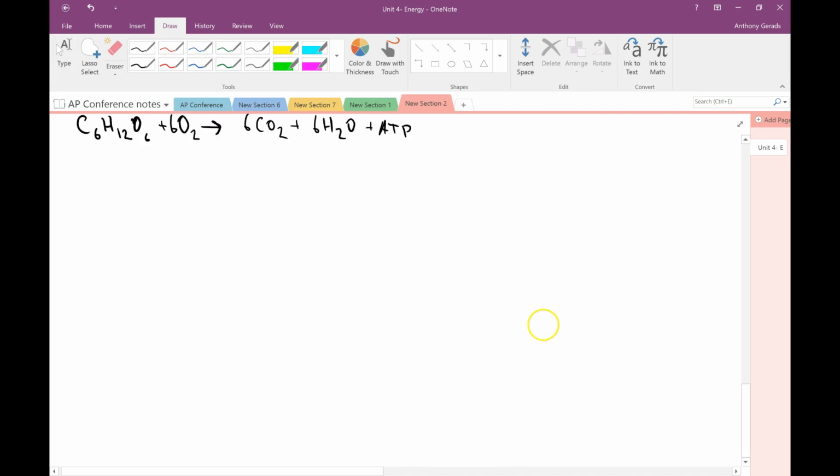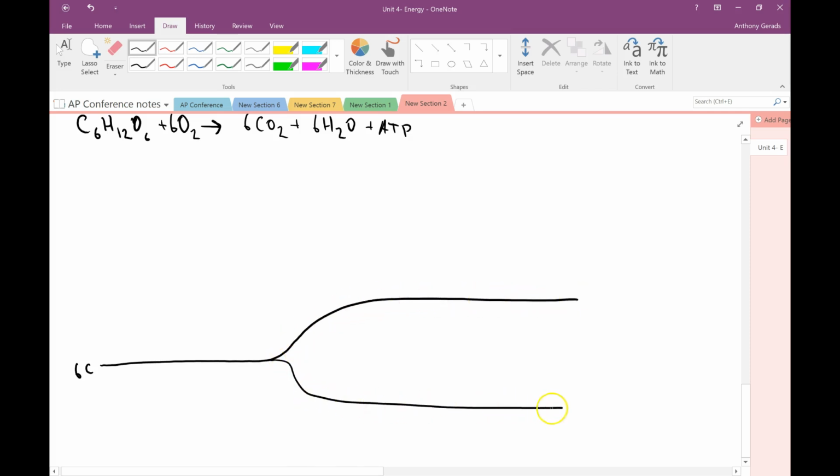Step number 1, the very first one that does not require oxygen, so it's considered anaerobic, is going to be glycolysis. And so I'm going to start with this 6 carbon right here, and it's going to go to make these 2 3 carbon molecules. Do you remember what the 3 carbon molecules are called? Pyruvate. Okay? So I've got these pyruvates.